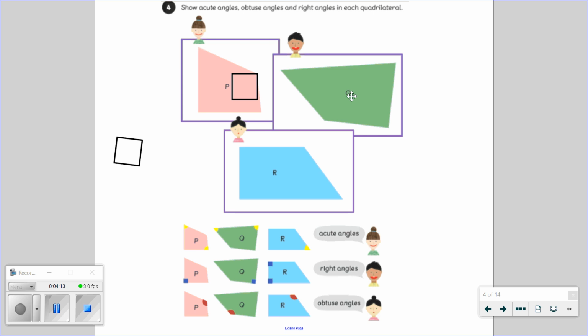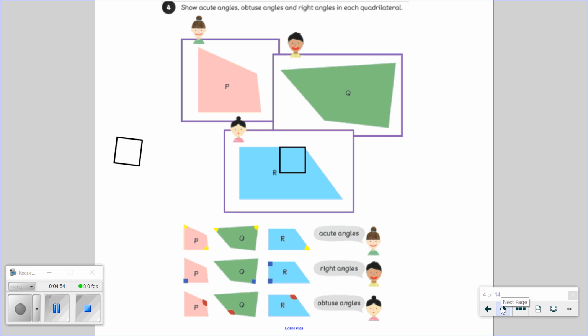We can look at Ravi's green shape down here, and we can see it has two acute angles, smaller than a right angle, one right angle, here's our little square, and one obtuse angle, which is bigger than a right angle. So lastly, we have Ruby's shape, and we can see that she has two right angles, here and here, one acute angle, here, and one obtuse angle, here, that is bigger than a right angle. So they've all managed it.